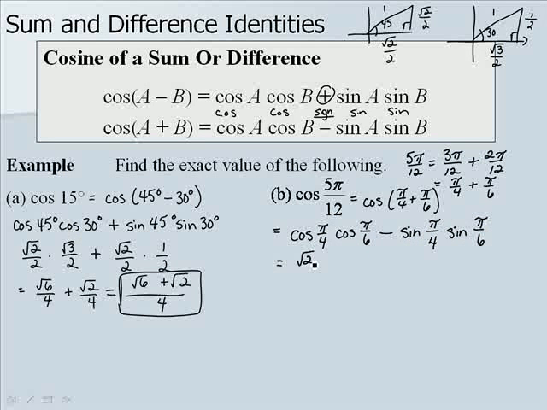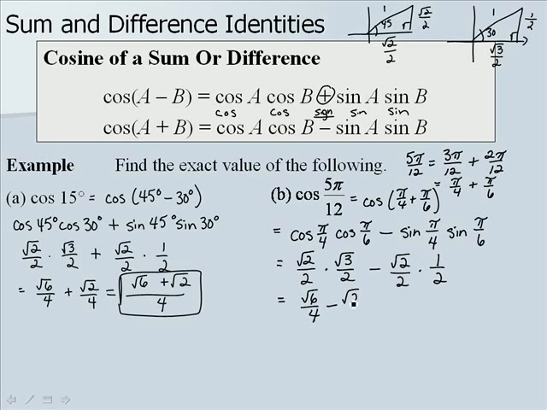So we have the square root of 2 over 2 times the square root of 3 over 2 minus the square root of 2 over 2 times 1/2. And so we'll get the square root of 6 over 4 again minus the square root of 2 over 4. Putting that together, we get the square root of 6 minus the square root of 2, over 4.